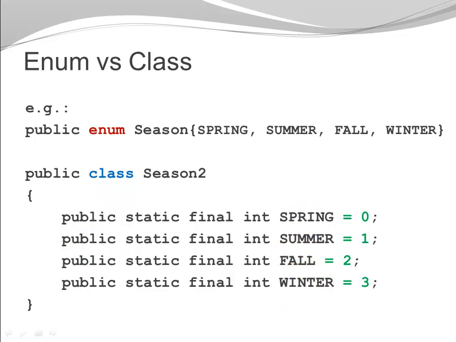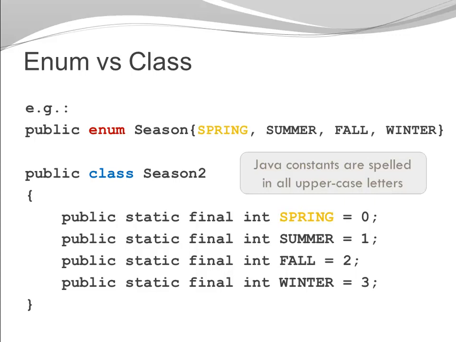Notice that each of my fields has a value assigned: 0, 1, 2, 3. Each of your enum constants also has a corresponding numeric value. So here SPRING would have the value 0, SUMMER 1, FALL 2, WINTER 3. Notice how we use all uppercase letters when we declare our constant names. The reason is Java has naming conventions. Constants in Java are spelled in all uppercase letters.